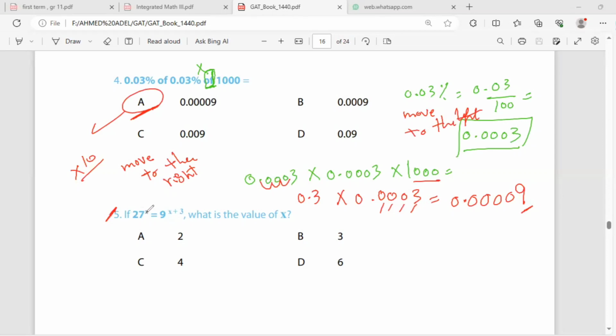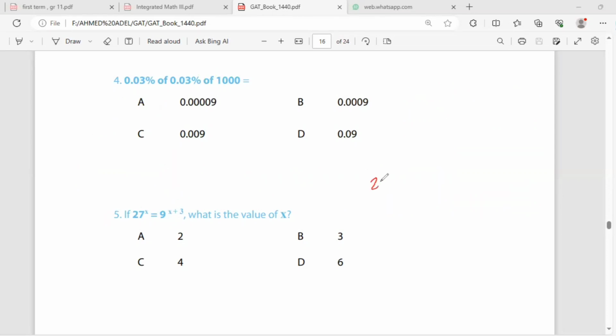Number 5. 27 to the power of x equals 9 to the power of x plus 3. How to solve this equation? We try to make them the same base. Here 9 equals 3 to the power 2, and 27 equals 3 to the power 3.